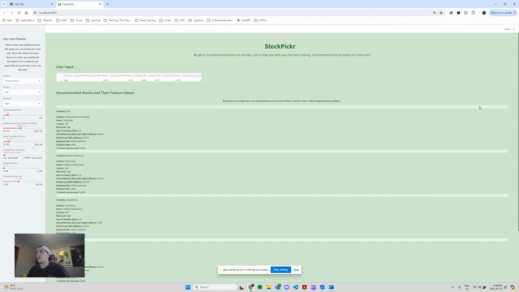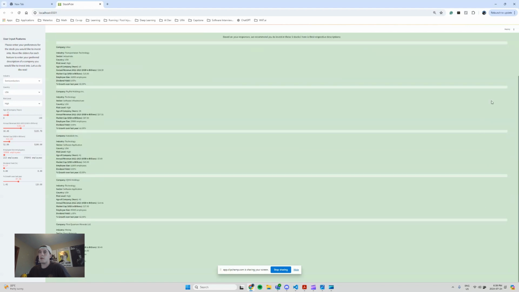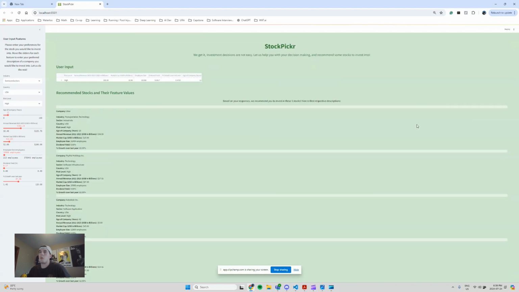And so here the model outputted some responses, recommendations for stocks. There's 5 here based on what are the closest to our preferences. So we see Uber, PayPal, Autodesk. And so these are the kind of companies that as a user I would look into and say, okay, these are close to what I was thinking in terms of a company I can invest into. Let me do some more research and see if this is where I want to invest my capital.